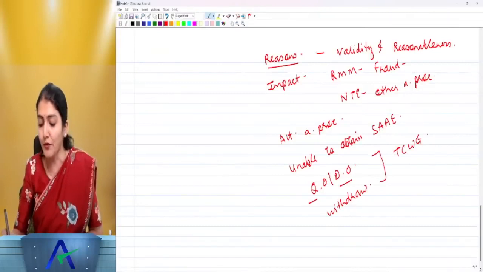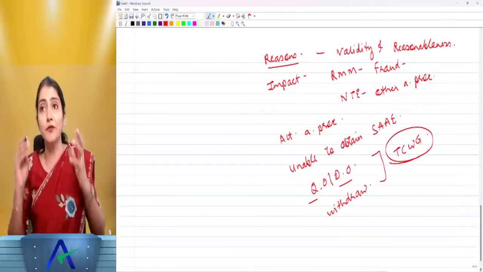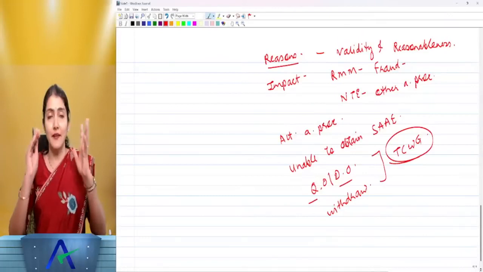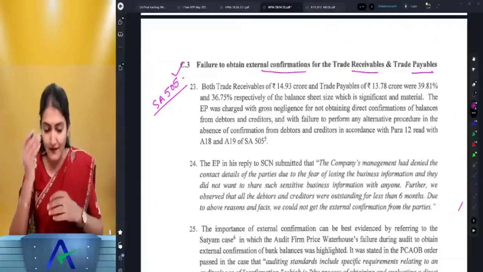Whatever you decide to do, you need to communicate it to TCWG, right? You need to communicate it to TCWG. Is it clear to all of you? Anyways, where is the NFRA order?